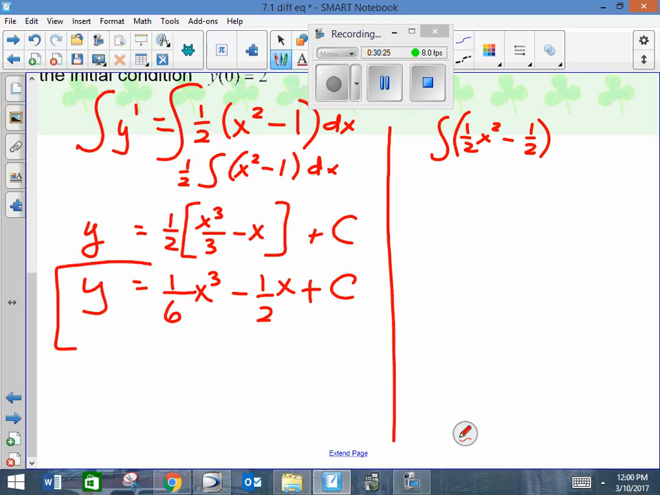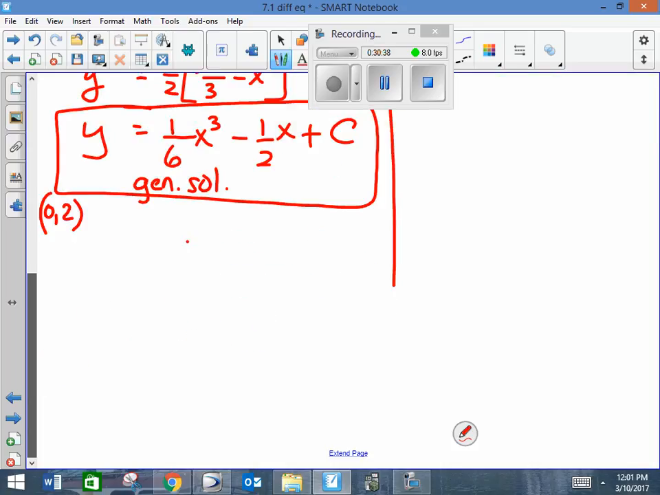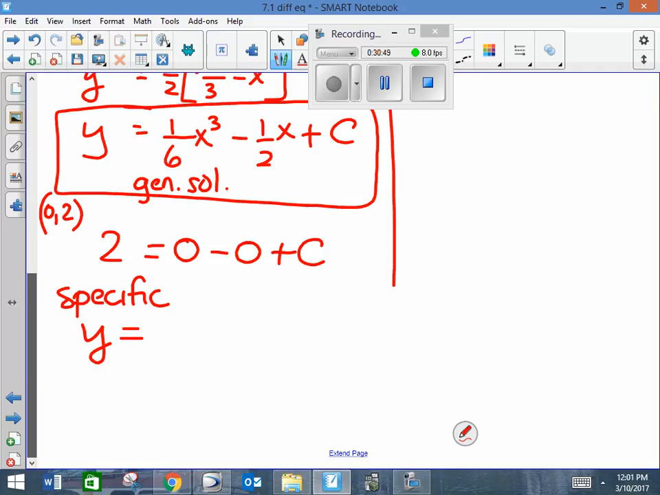So what's that? 1/6 x cubed minus 1/2 x plus c equals y. That's my general solution. Okay? And now I'm going to plug in 0, 2. Looking good. 0 minus 0 plus c equals 2. So what's my specific solution? Let's see what you had, Hannah?